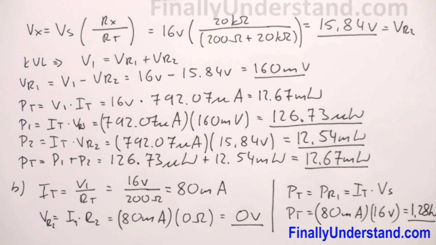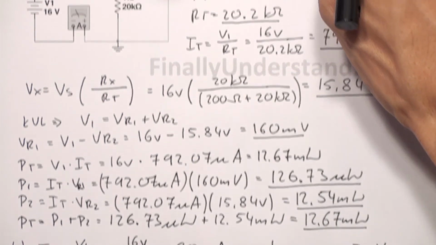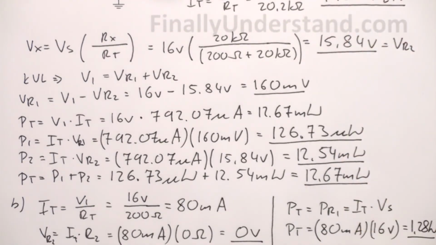P2 is equal to 0, because the voltage across resistor R2 is 0 and the resistance is 0, so we can say that power is 0, because power is equal to current times voltage. If the voltage across resistor R2 is equal to 0, automatically the power across resistor R2 is equal to 0. So, part C.